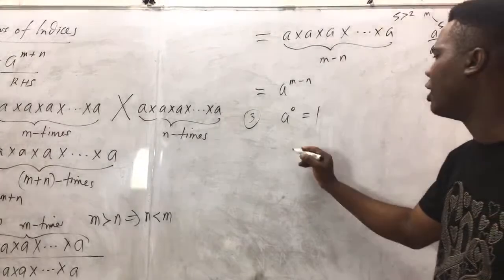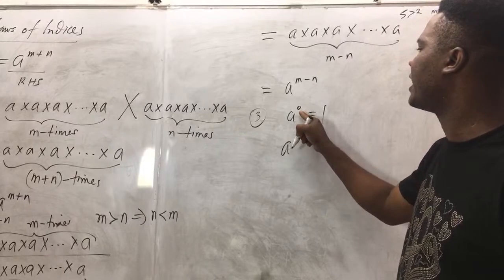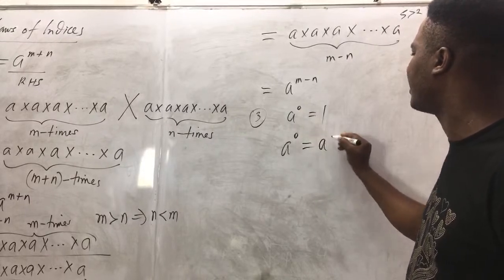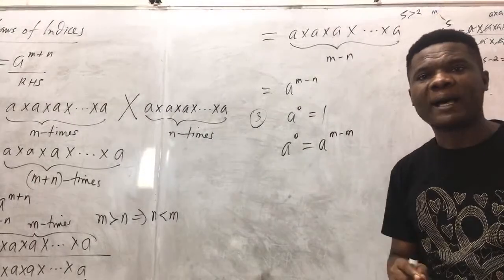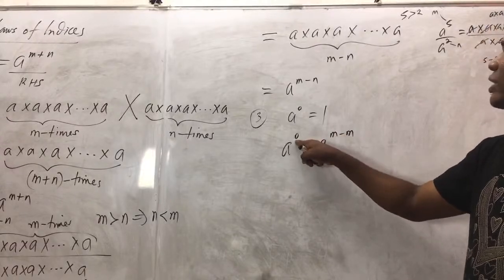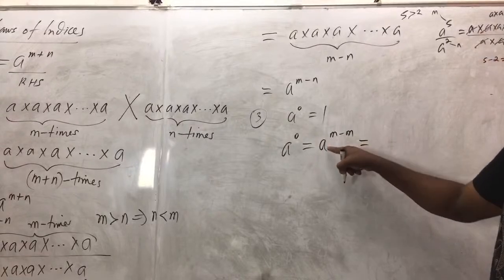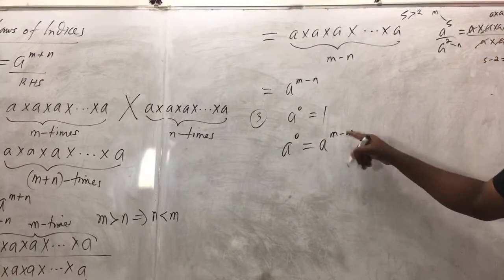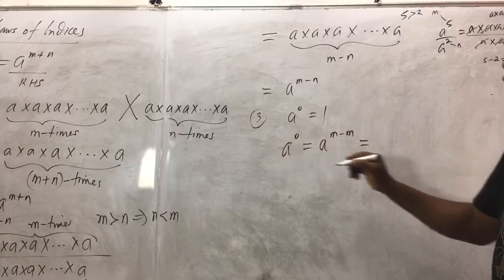To prove this law, all you have to do is to use this simple logic. Start with writing a raised to the power 0 as a raised to the power a number minus itself. To get 0, a number should be subtracted from its own self. So instead of writing 0, I'm going to write m minus m. And a raised to the power m minus m happens to be the right hand side of the subtraction law.